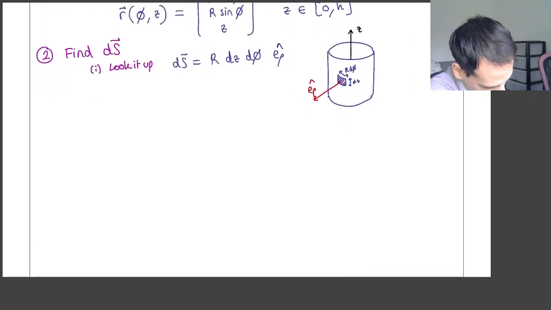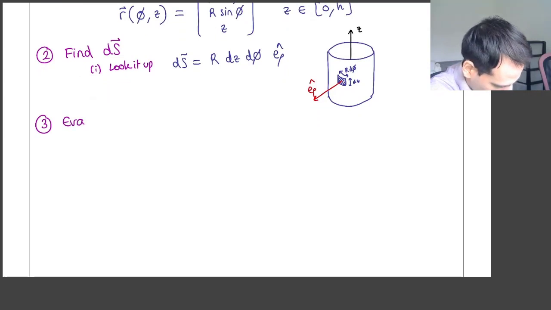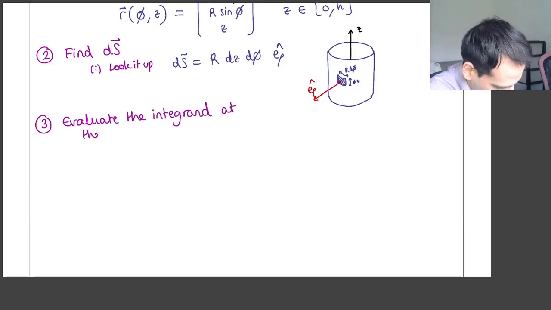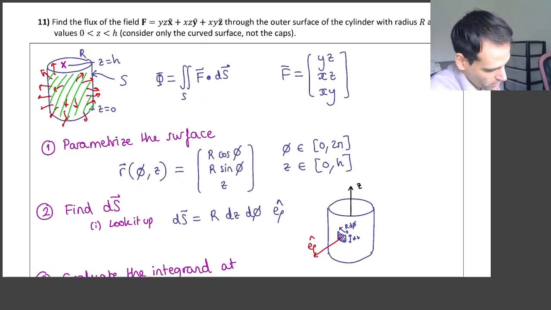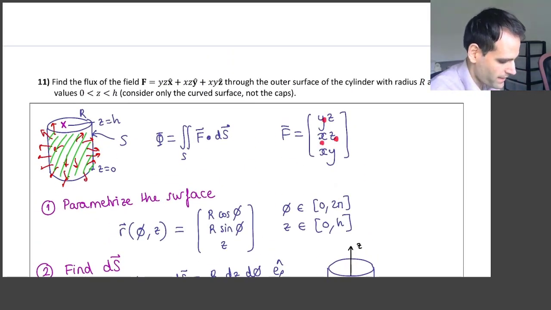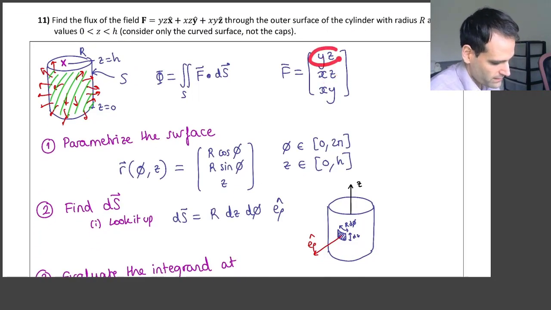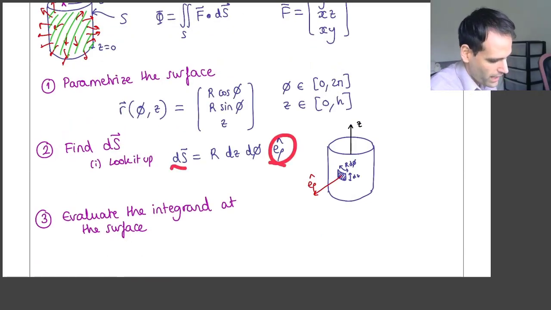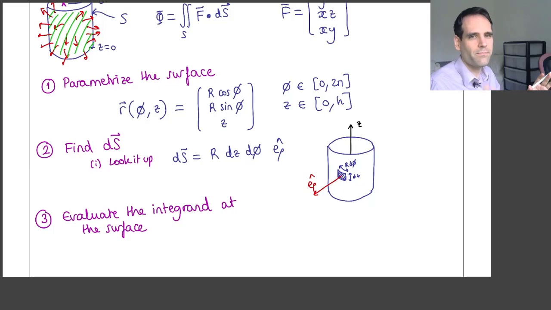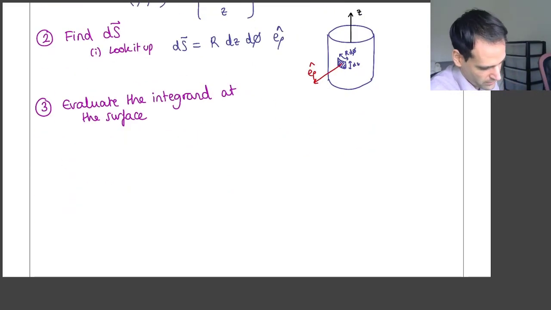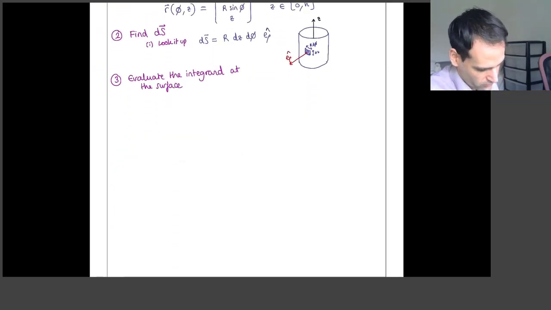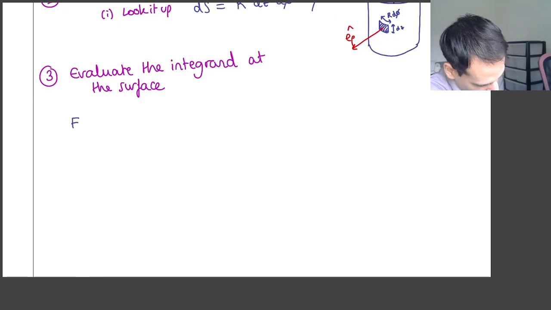Third step is evaluate the integrand at the surface. And this is the step where this problem might become a bit messy. I predict it could become messy because our integrand has plenty of x, y, and z, and it is a vector in the three directions x hat, y hat, z hat, while our dS is in the e rho hat direction, and we're going to need to do a dot product there. So let's write it explicitly. Our integrand is what is inside of the integral, so it's F dot dS.